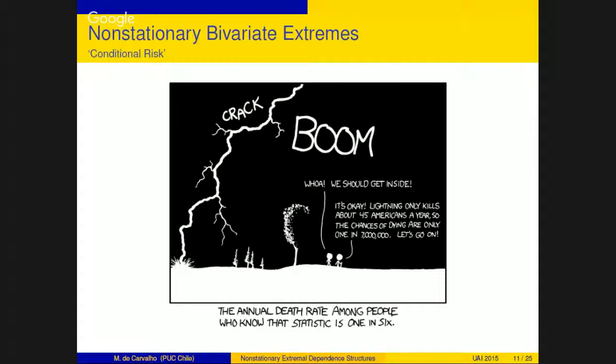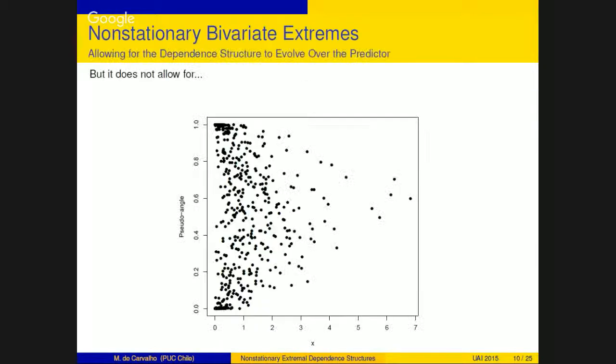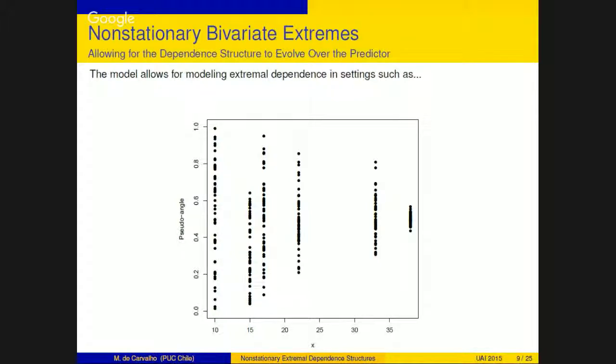Why is that so? Because people would change their behavior. Given that they know the statistic, they would tend to be overconfident, and so risk needs to be adjusted for the value of the predictor. Okay? So conditional on knowing the value of the statistic, risk will change. It's exactly the same thing here. Everyone has been thinking in the literature about the single H, but we would like also to learn how this H is changing with a certain predictor. How is the dependence between the extremes evolving over a certain predictor?